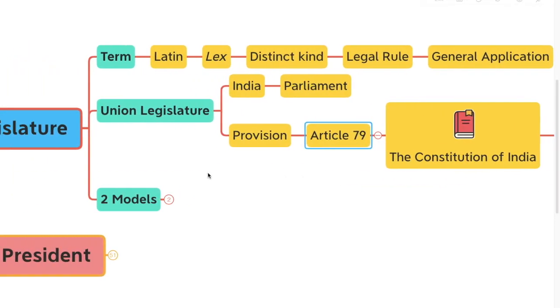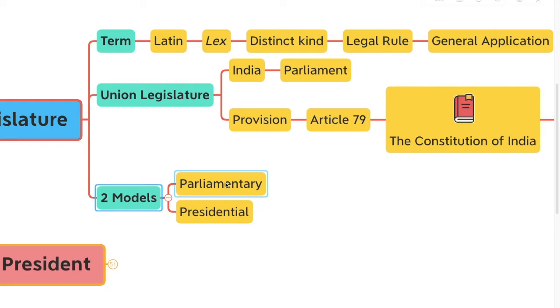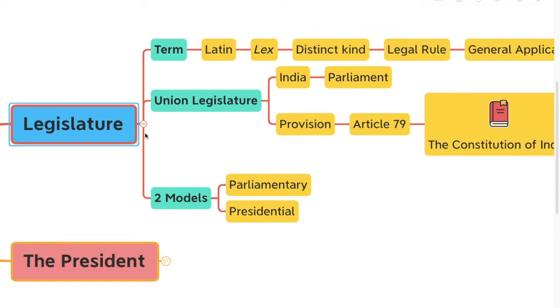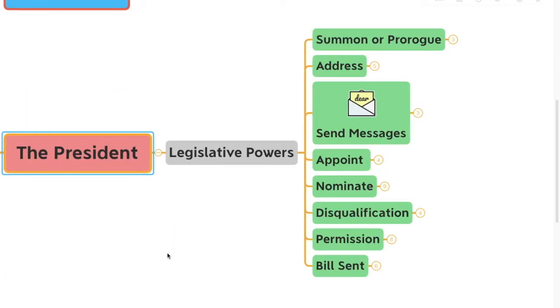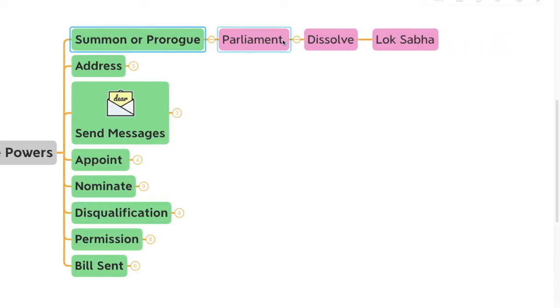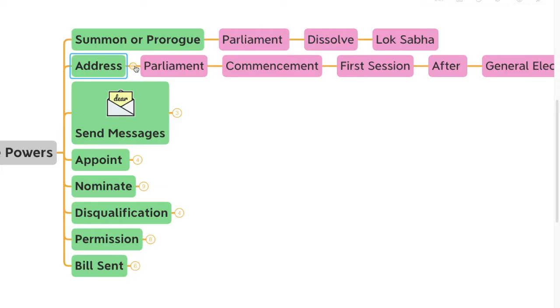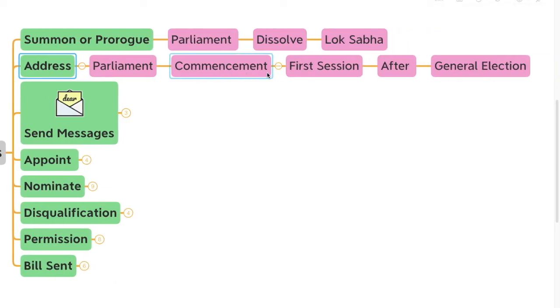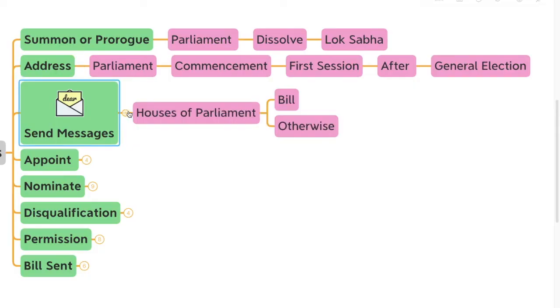So basically, there are two models. One is parliamentary and the second is presidential. Let's look at the legislative powers of the president. The president can summon or prorogue the parliament and dissolve the Lok Sabha. He can address the parliament at the commencement, or beginning, of the first session after every general election and the first session of every year. He can send messages to the houses of parliament, whichever it may be, Lok Sabha or Rajya Sabha, doesn't matter, with respect to a bill pending in the parliament or otherwise.